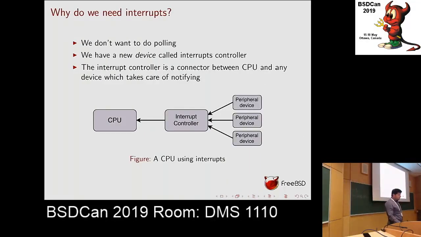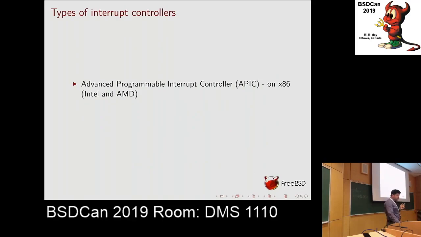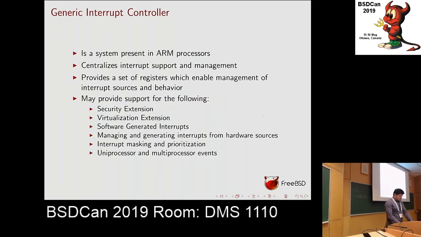Because we don't want to do polling, we'll use a new device called the interrupt controller. Basically, it acts as a bridge between the peripheral devices and the CPU. Whenever a device wants to send data to the CPU, it will basically hit the interrupt controller, and the interrupt controller will notify the CPU. There are two generic interrupt controllers, let's say. We have the APIC, the Advanced Programmable Interrupt Controller, on x86, Intel and AMD. And on ARM, we have the Generic Interrupt Controller, also known as GIC. This is basically the system present on ARM processors.